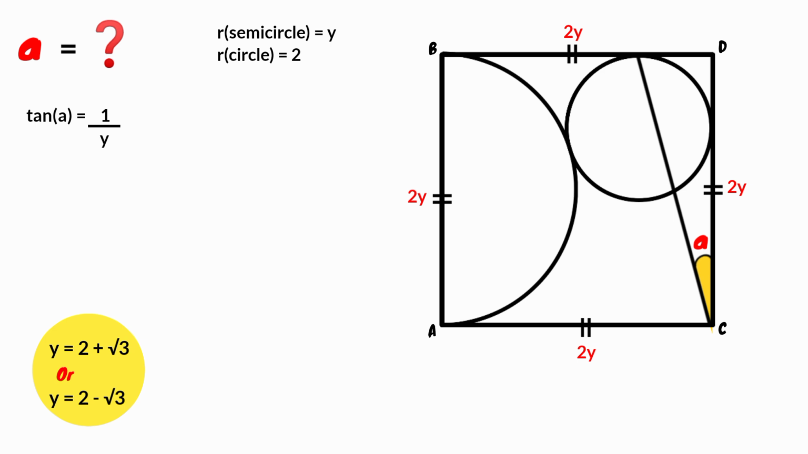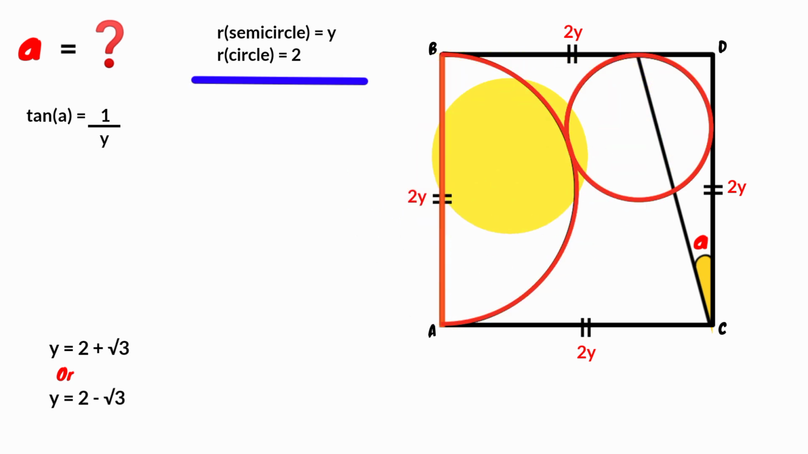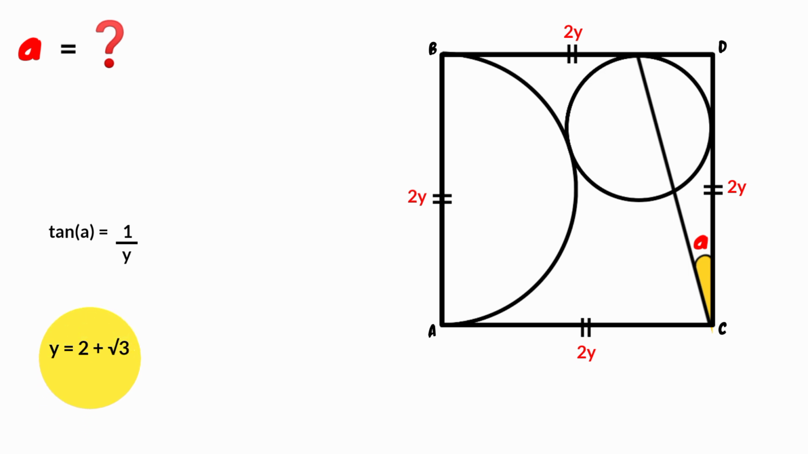Which is the right solution for the subject? Y is the radius of this semicircle, and that of this small circle is 2 units. 2 minus root 3 is less than 2, and there is no way that the radius of this is larger than that of this. So we discard this. Therefore, y equals 2 plus root 3.